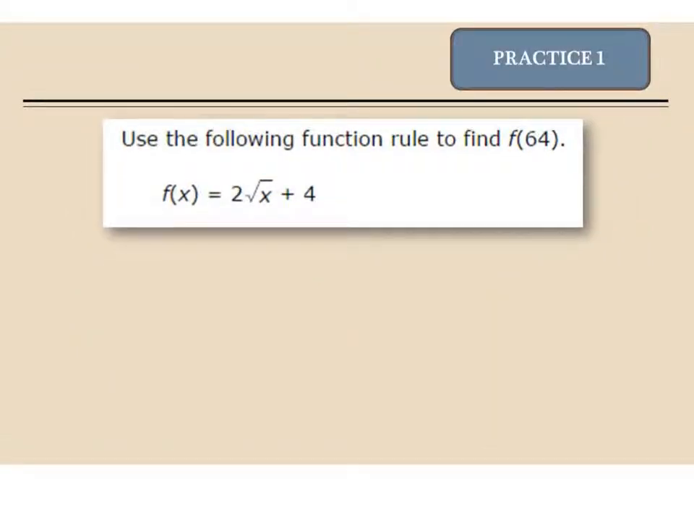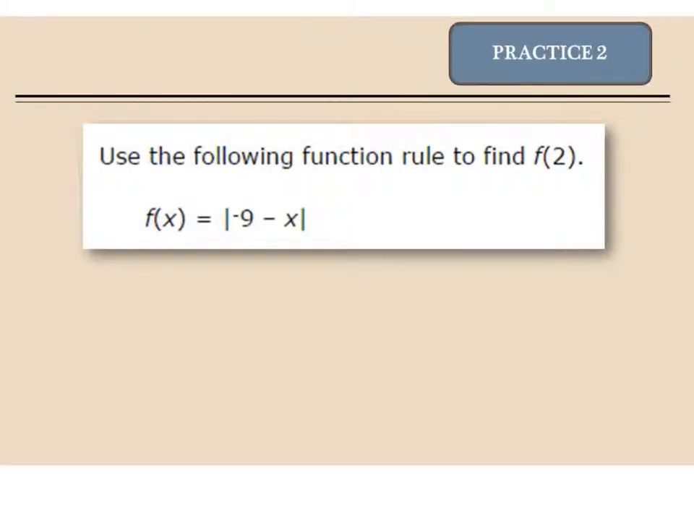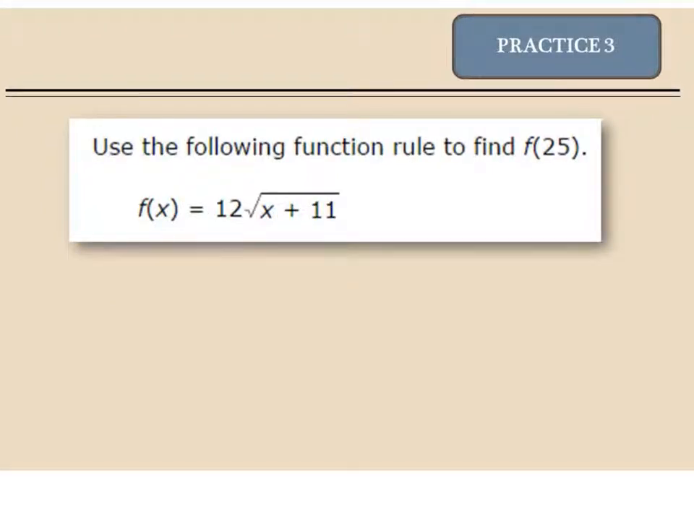Your first practice problem. You're going to use the following function rule to find f of 64. Practice 2. Use the following function rule to find f of 2. Practice 3. Use the following function rule to find f of 25.